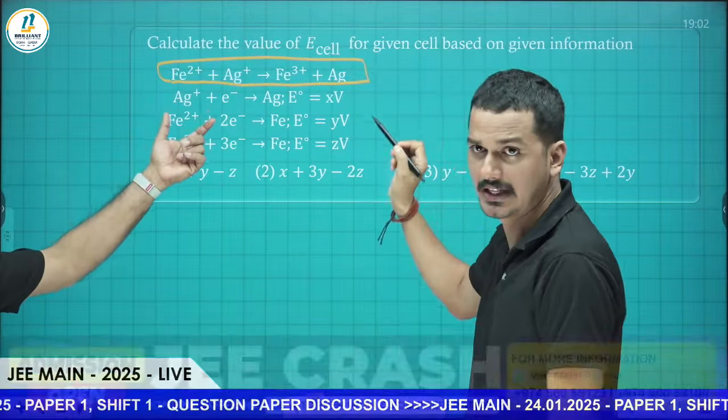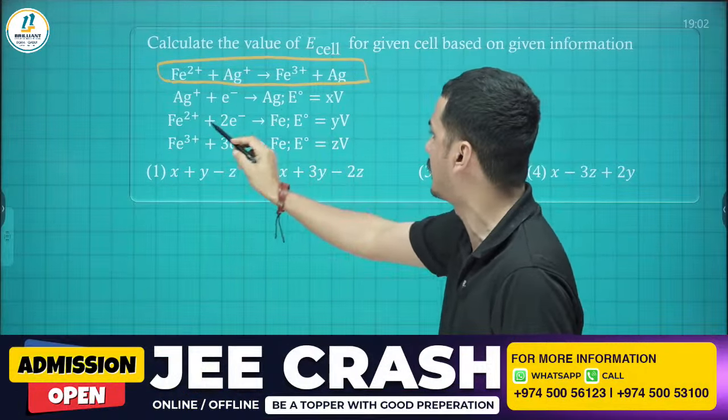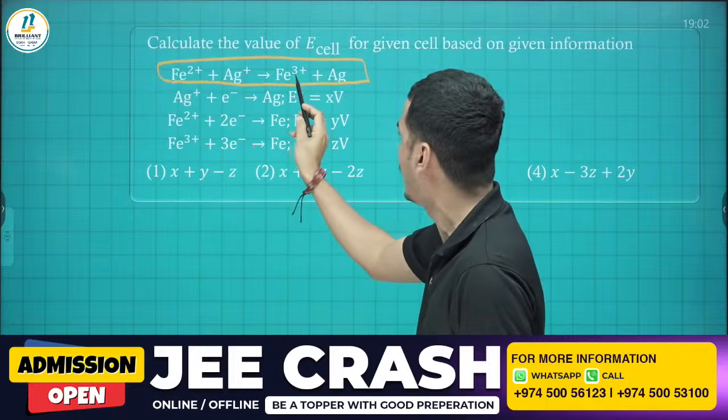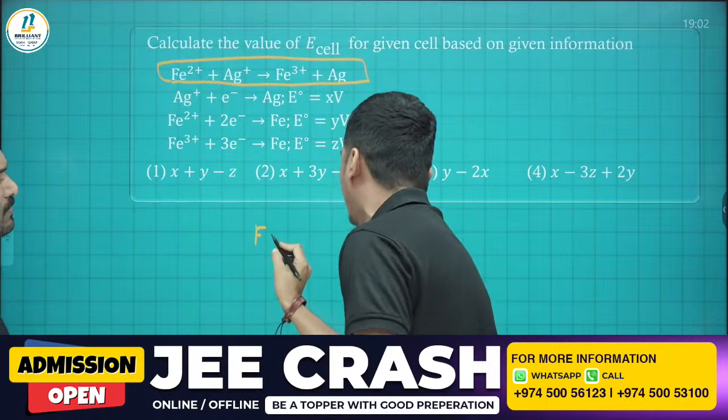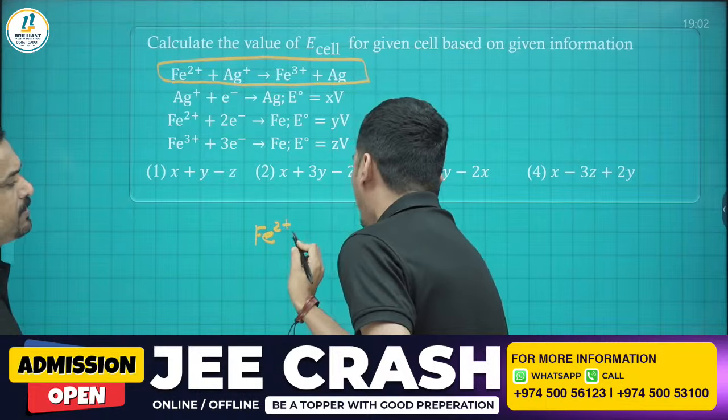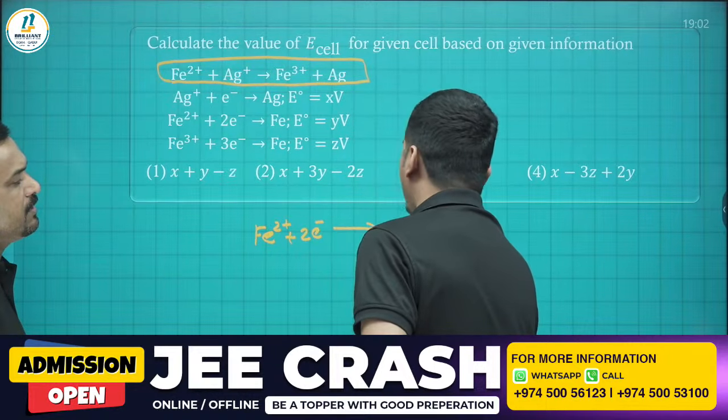That is the target equation. First of all, I need Fe2+ on the left hand side and Fe3+ on the right hand side. So I will take the first equation: Fe2+ plus 2 electrons gives Fe.